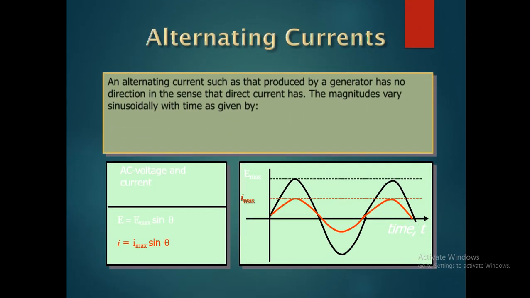And coming to alternating currents, so far we discussed DC currents. Now we will step into alternating currents. An alternating current, such as that produced by a generator, has no fixed direction in the sense that a direct current has; its magnitude varies sinusoidally with time. It's very simple to understand here.